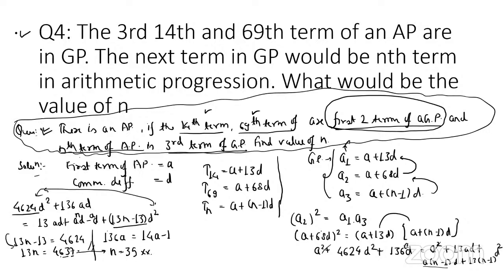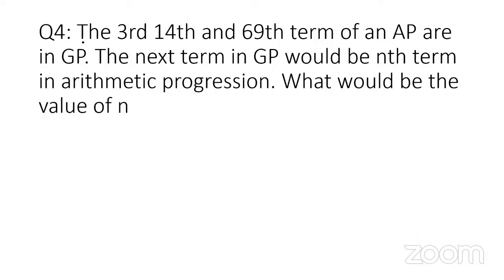So we'll try to solve from this question. This is also a question which is given to us by the students. So let's try to solve from the first part of the solution. Okay, guys, let's try to solve from here. It is given the third, 14th, and 69th terms of an AP are in GP. The next term in GP would be the nth term of AP. What would be the value of n?